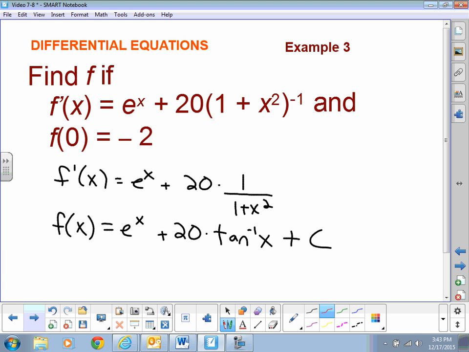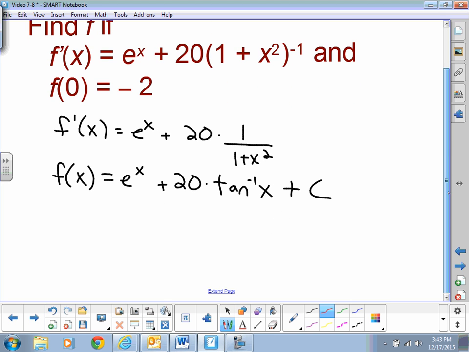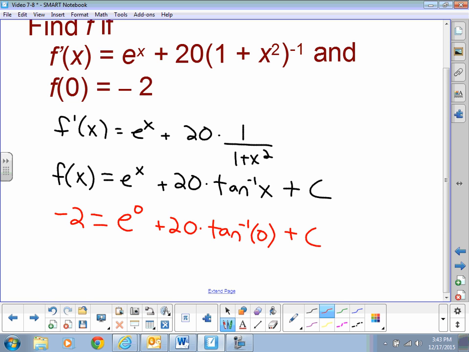Well, now we have this new piece of information, that f of 0 equals negative 2. Well, negative 2 is like a y value. We'll put that over here in for the f of x. And in place of all of our x's, we will put 0. So we'll then get negative 2 equals e to the 0 is 1.